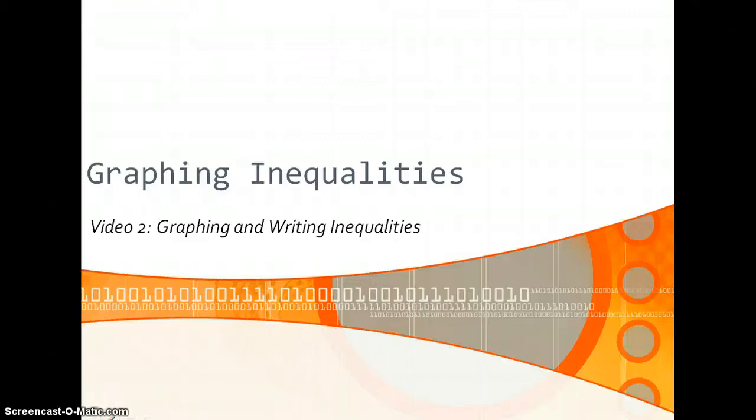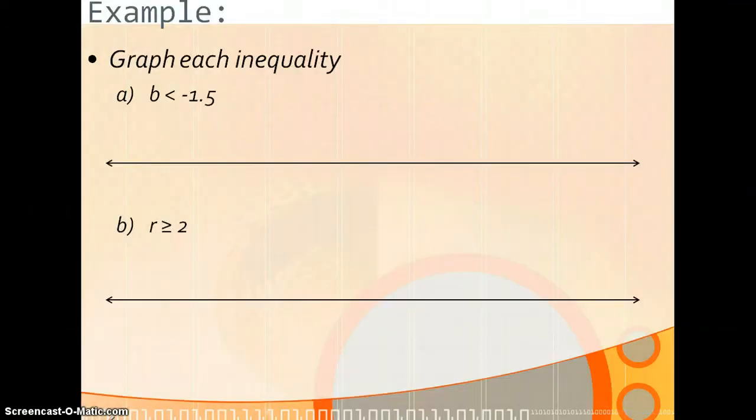Okay, so this is video 2 from, again, Chapter 2, Graphing and Writing Inequalities, and this one is Graphing Inequalities. So the example just says to graph each inequality. It's pretty straightforward. It's just more of a review over how to graph on a number line. As we progress through the chapters, we will get into graphing on a Cartesian plane, which would be x and y axes. So this is just a basic number line.